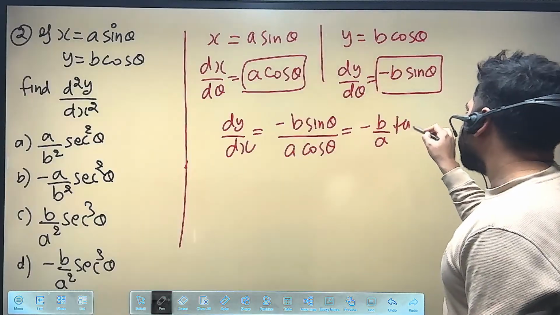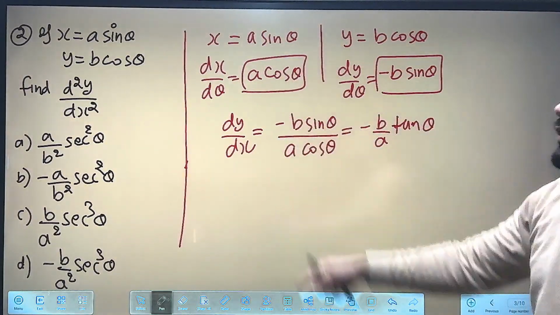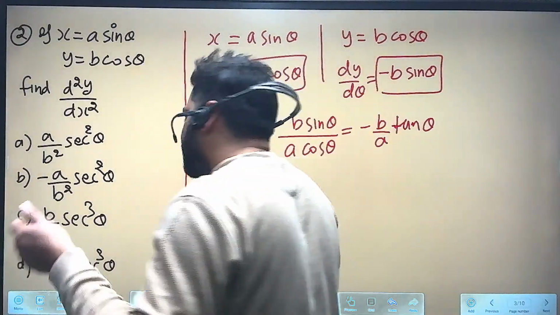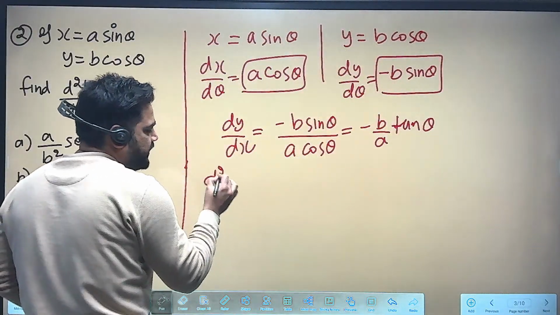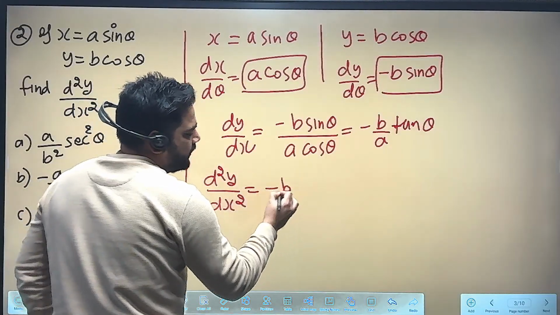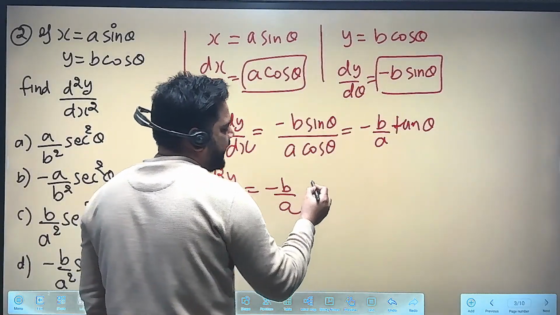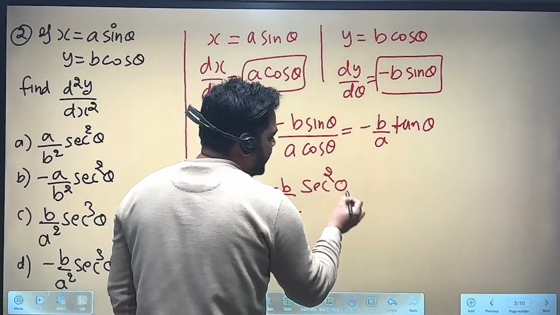So this minus b by a tan theta, this is our one time answer, but we need to find its double derivative. What is the double derivative? Again we have to do its differentiation. It will be d square y by dx square. So now minus b by a is constant. What is the derivative of tan theta? Tan theta derivative is secant square theta.